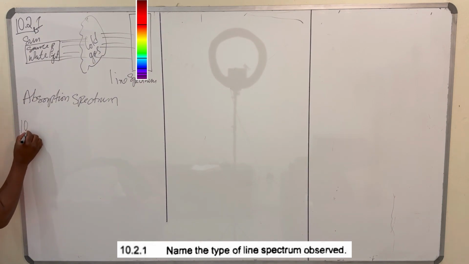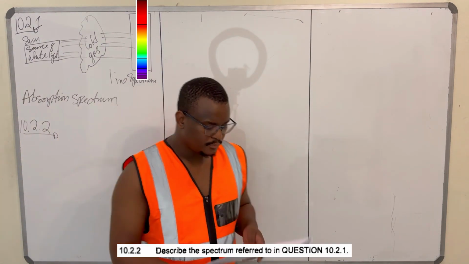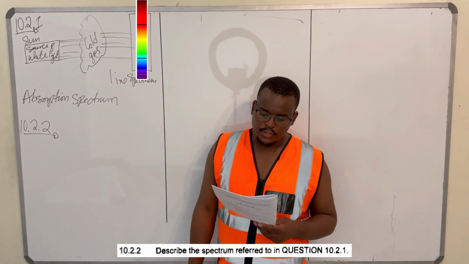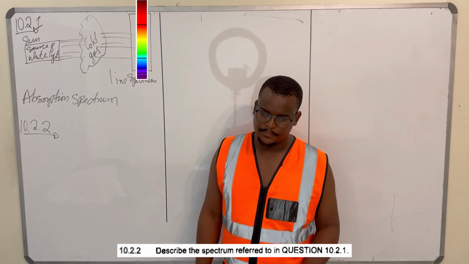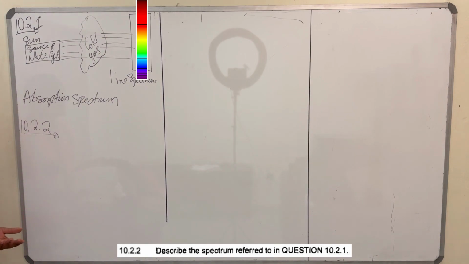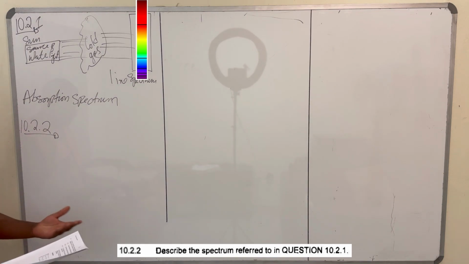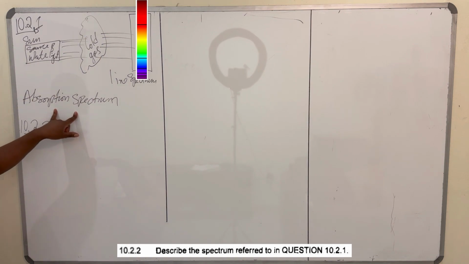Fine. Go to the next question. It's the absorption spectrum. You might be wondering, what is an absorption spectrum? Question 10.2.2: describe the spectrum observed in 10.2.1. So what is an absorption spectrum? Describe this spectrum that you can see here. We said this is an absorption spectrum, so describe the spectrum. I'll describe the entire thing. So first, what is an absorption spectrum?